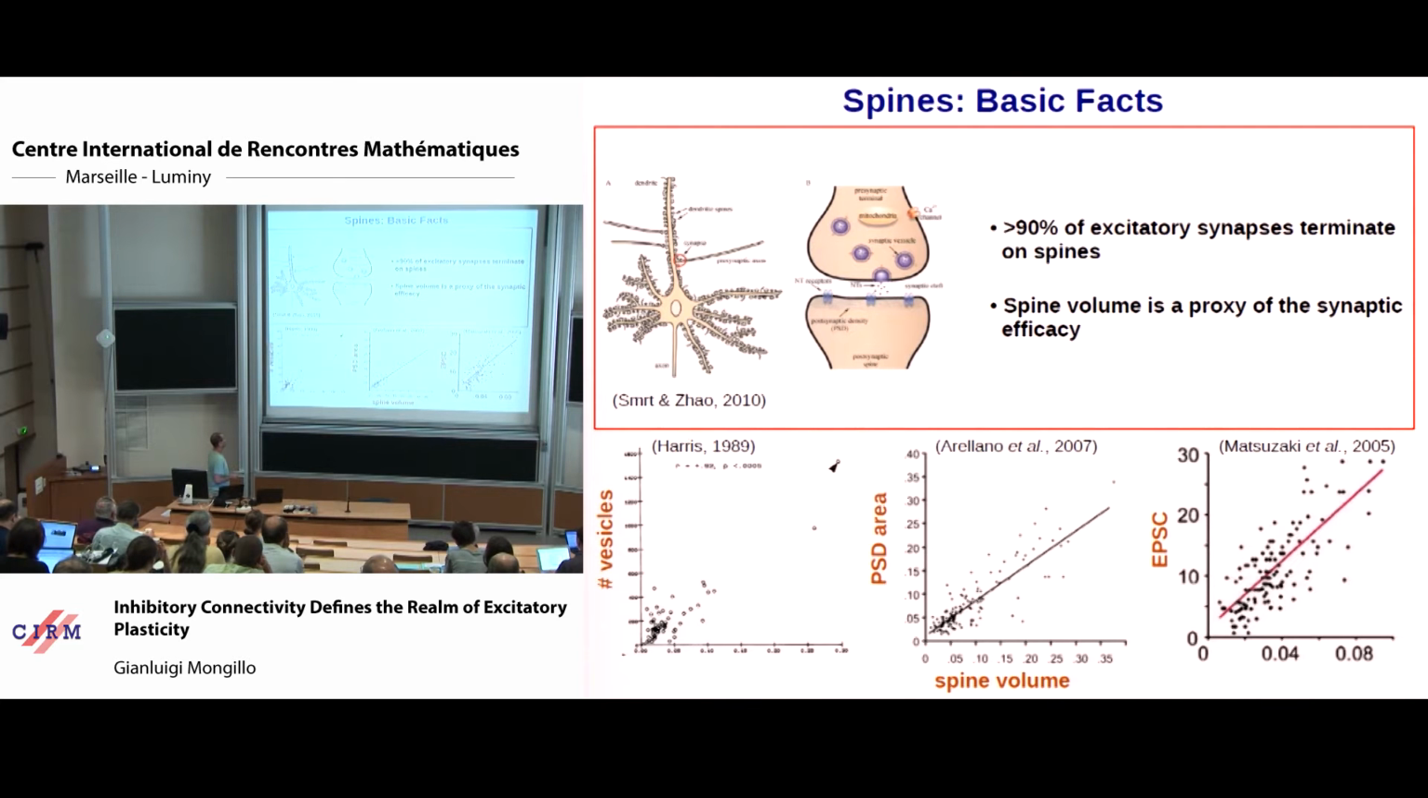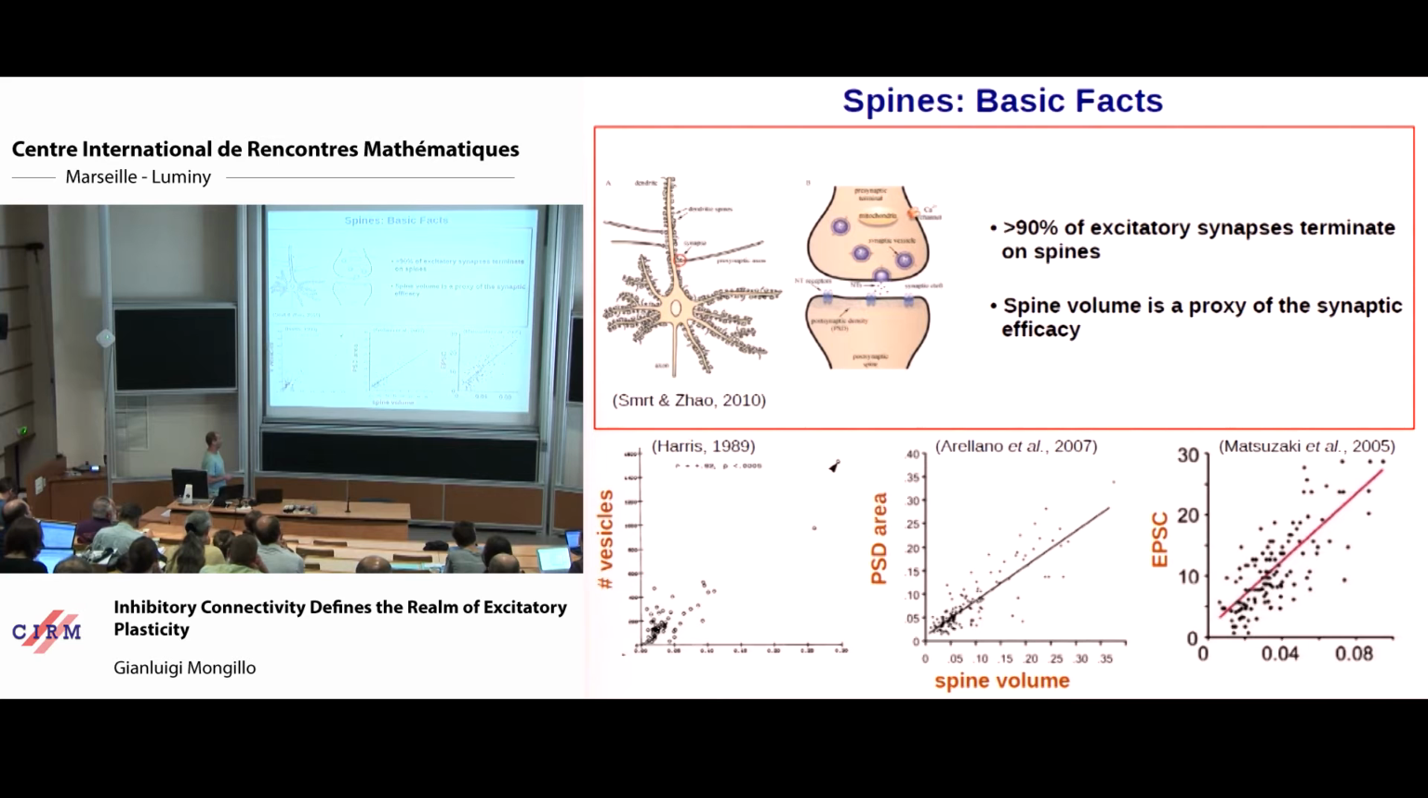Here you can see an example where the spine volume is correlated with 3 different measures of synaptic efficacy. In this case, it's the number of vesicles on the presynaptic side. You can see there is a nice linear relationship. Here, the spine volume is correlated with the postsynaptic density area, the number of receptors that you have on the postsynaptic side. So again, a measure of efficacy of the synapse.